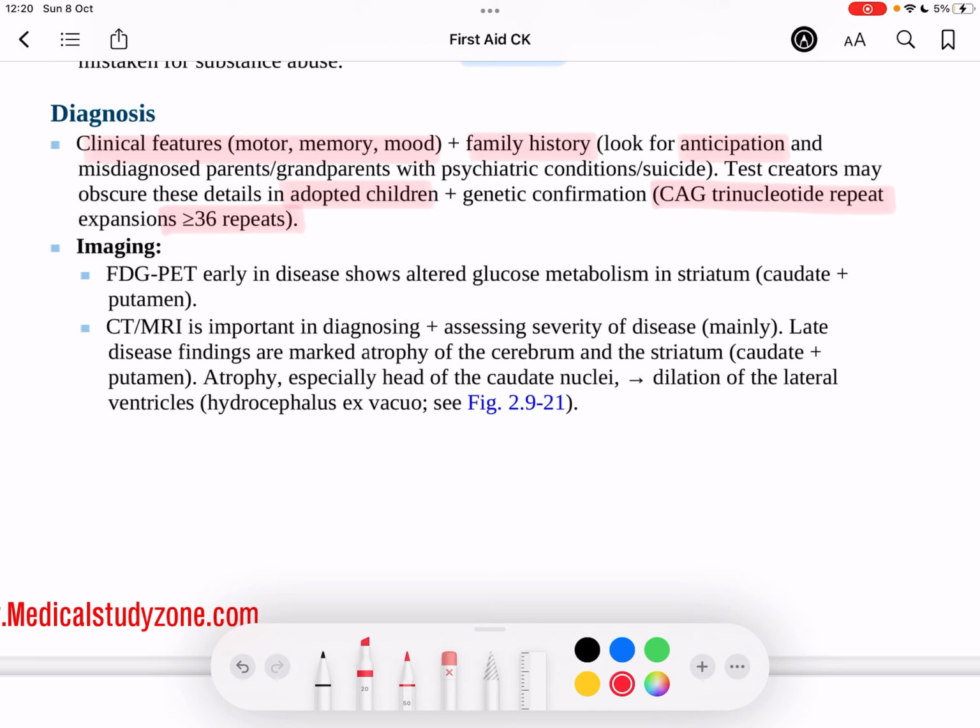It's not a be-all and end-all. So if you see a scenario where the parents don't have Huntington's, do look out for whether that patient is adopted, and it could be that the CAG repeats were not sufficient in the parents. However, I will add one extra element to that.